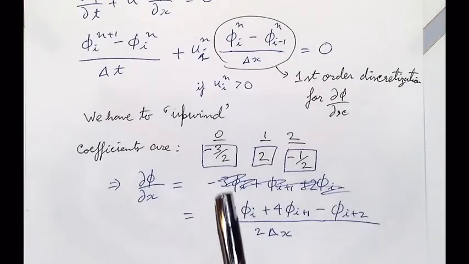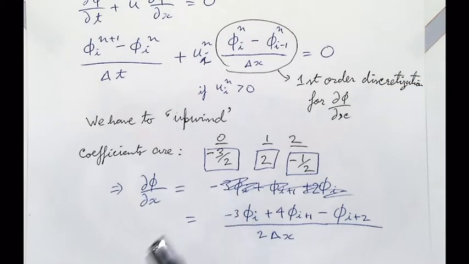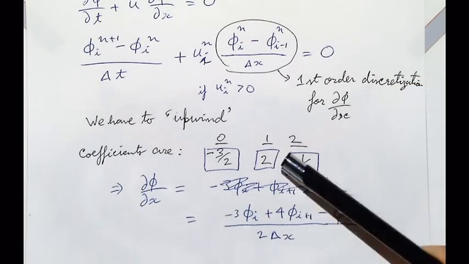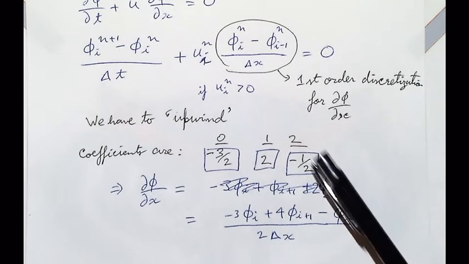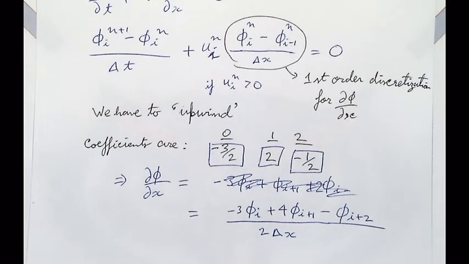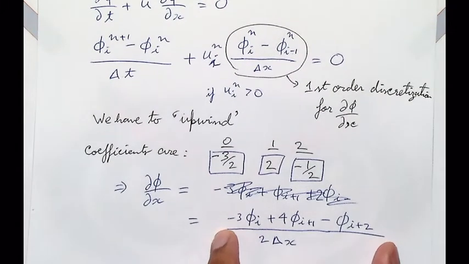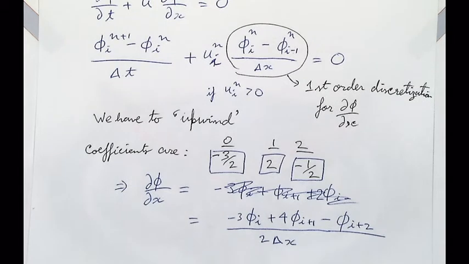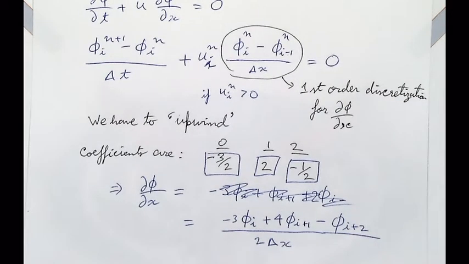So I basically took the coefficients from the table. This can be written as 0 at 1 is my current, and the coefficient is minus 3 over 2. Plus 1 goes to a plus 1, coefficient is 2, which is 4 over 2, and plus 2 becomes minus 1 over 2. So instead of using this first order approximation, we could have used this one. And that's perfectly fine. This is one of the commonly used discretizations for the equation.